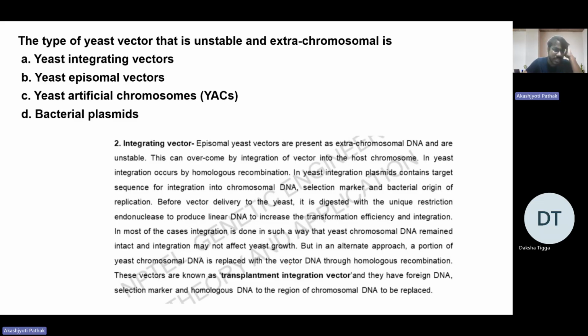So the last question for today is: the type of yeast vector that is unstable and extra-chromosomal is what? The answer is option B, yeast episomal vector. These are unstable. This plasmid vector has leucine and can biosynthesize its own leucine, but your yeast chromosome has that leucine gene mutated. That is why it will do homologous recombination and form this structure. So episomal yeast vectors are present as extra-chromosomal DNA and are unstable.